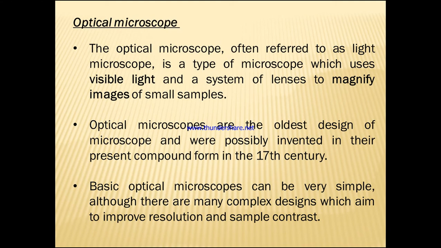It is a simple type of microscope which is used for different application purposes, for imaging or for viewing the different properties. Here optical microscope often refers to a light microscope. We call it a light microscope. It is a type of microscope which uses visible light and a system of lenses to magnify images of small samples. Optical microscopes are the oldest design of microscope, and were possibly invented in their present compound form in the 17th century.